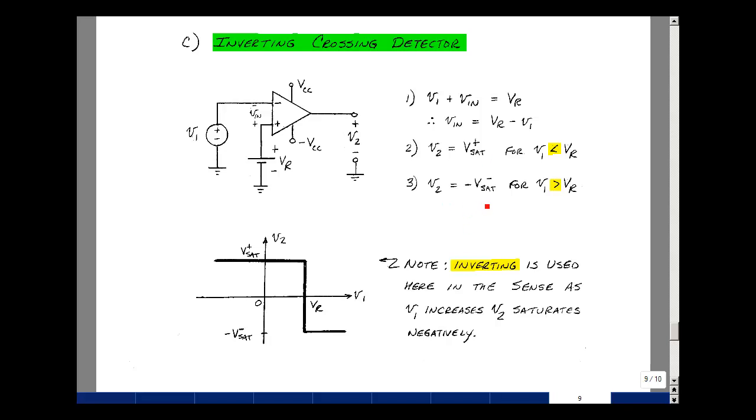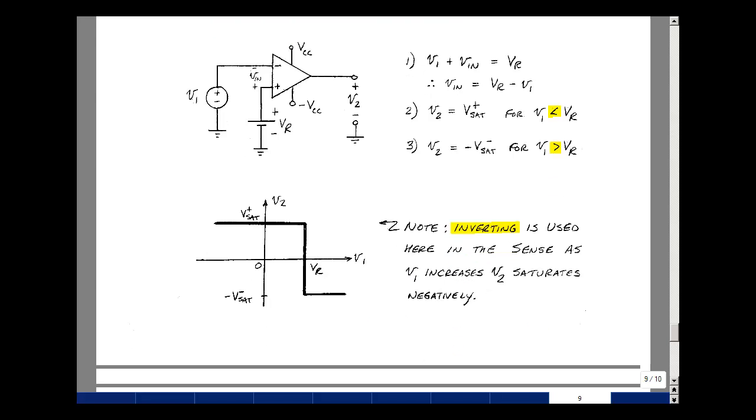Likewise, the output will saturate negatively when this equation is negative. That would mean that V1 is greater than VR. We could graph that. Let's assume that VR is a positive voltage, and I'll sketch the input and the output. Whenever the input is less than VR, the output saturates positively. Likewise, when the input is greater than VR, the output will saturate negatively. This is called a crossing detector because we're detecting when the input voltage crosses the value of VR. Inverting is used here in the sense that as V1 increases, V2 saturates negatively.